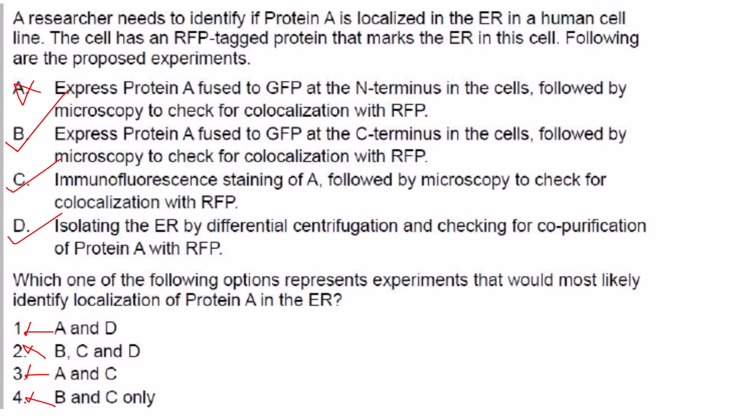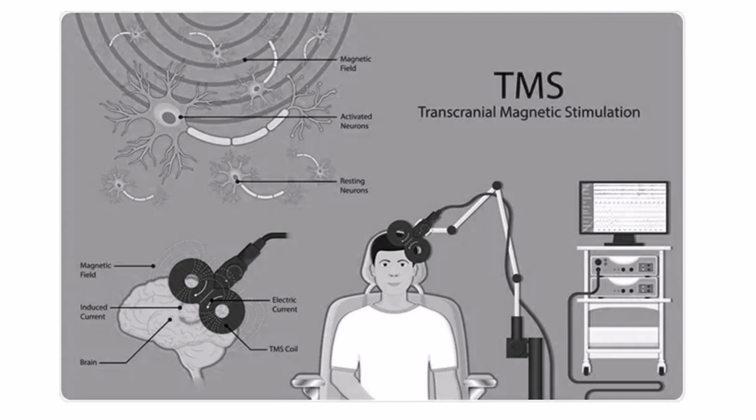So B, C, D are correct. That makes option 2 the right answer. 2 is the right one. In the fourth one they have given only B and C. D they have not mentioned. So fourth is wrong. Then next one, transcranial magnetic stimulation.